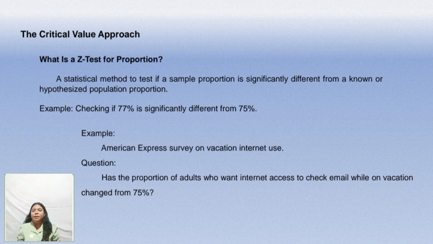The scenario is a survey by American Express that asked 2,000 adults if they wanted internet access while on vacation to check personal email. The result is 1,540 out of 2,000 said yes, and the sample proportion is 1,540 over 2,000, which is 0.77. Previously, it was known that 75% of adults wanted this. So the goal is to test whether this year's proportion, 0.77, has changed from last year's 0.75. This is a two-tailed test.